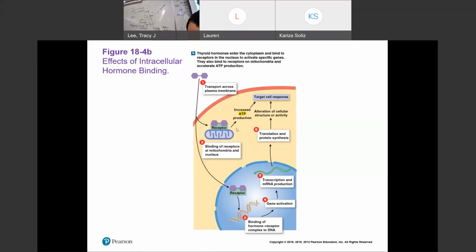This one shows the very similar. We're just binding to a receptor. The receptor goes into the cell and alters those. So this one's a hormone receptor complex.